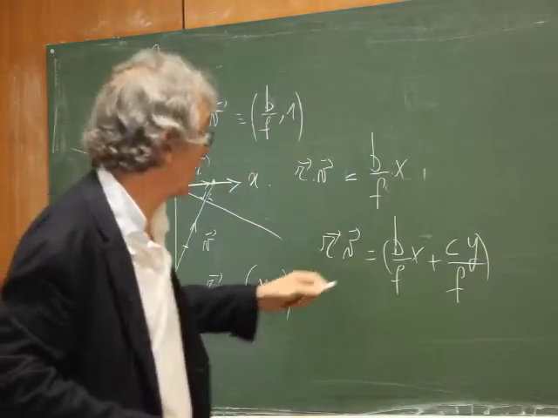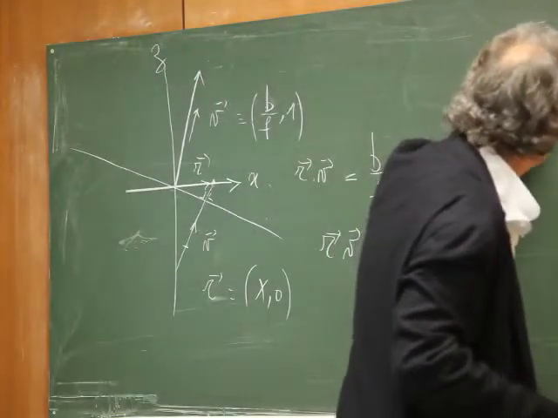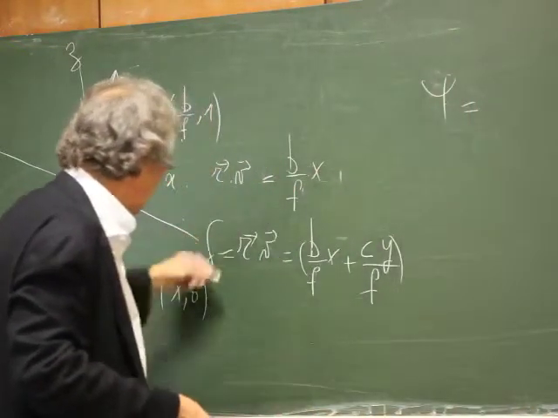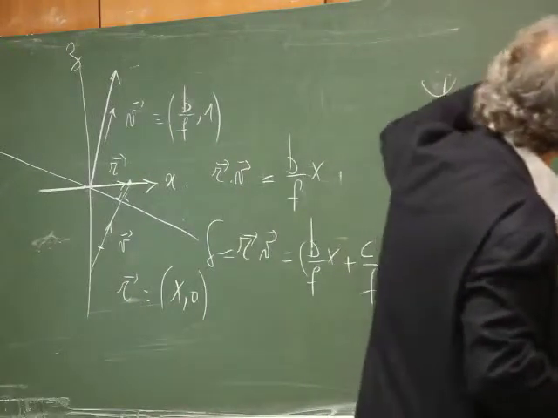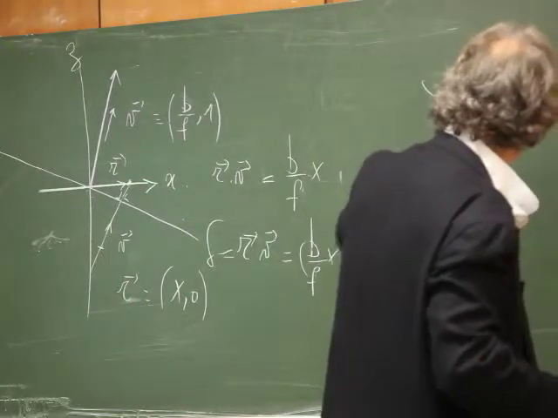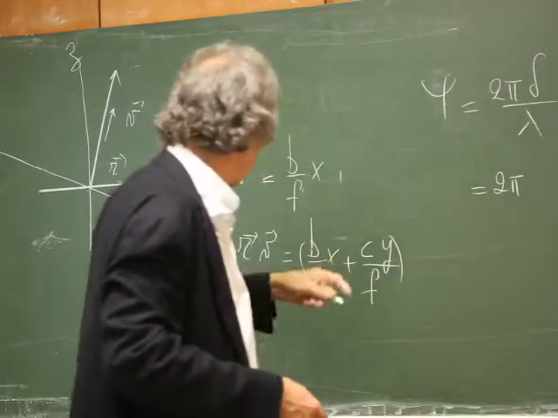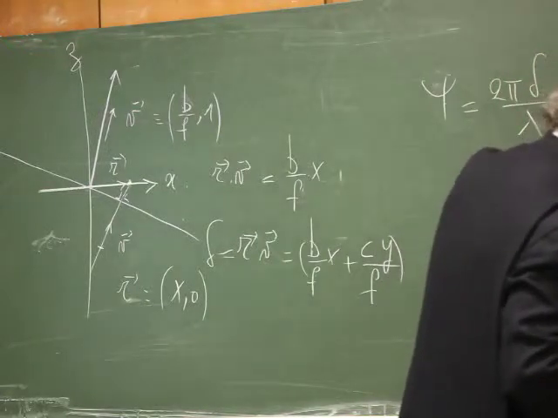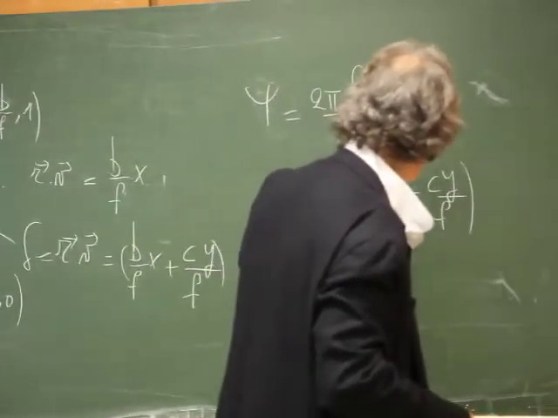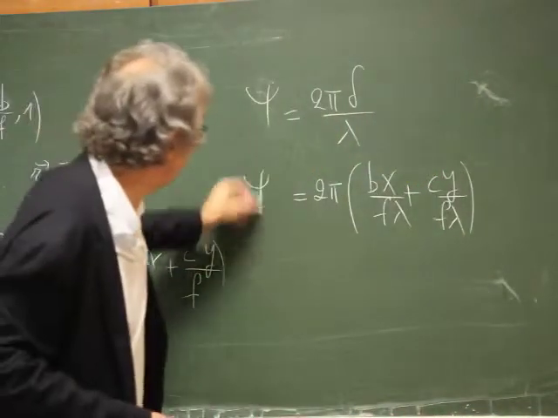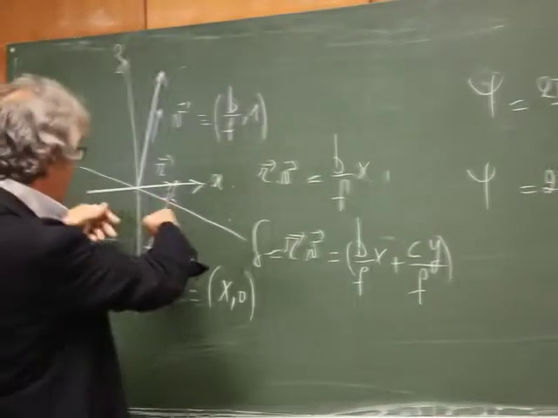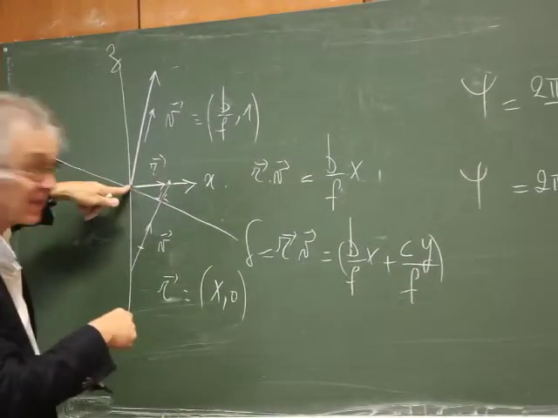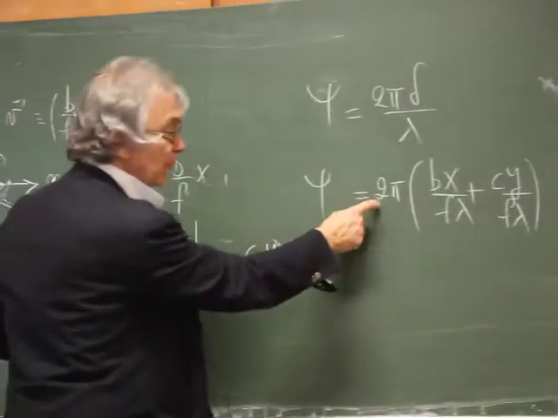The phase difference phi is related to a path length difference delta: phi equals 2 pi multiplied by delta over lambda. So it should be equal to 2 pi times (b times x over f plus c times y over f) divided by lambda. This is the phase difference between when the plane wave arrives here compared to there. It first arrives here and after it hits there. So the sign now is plus.